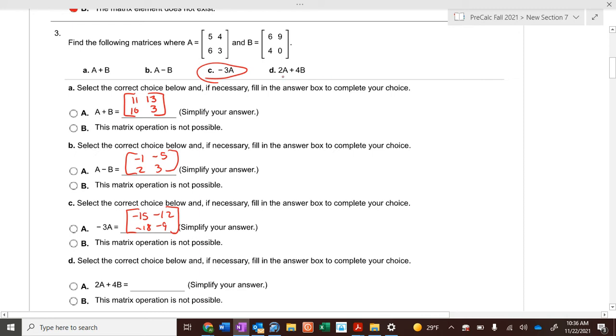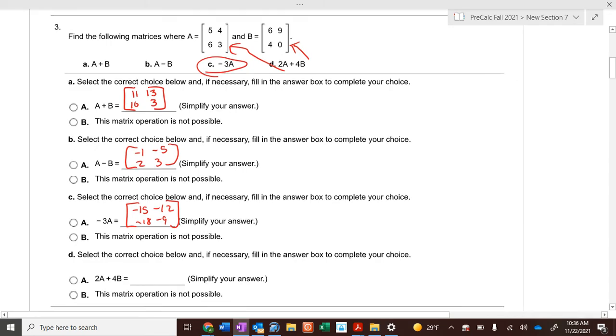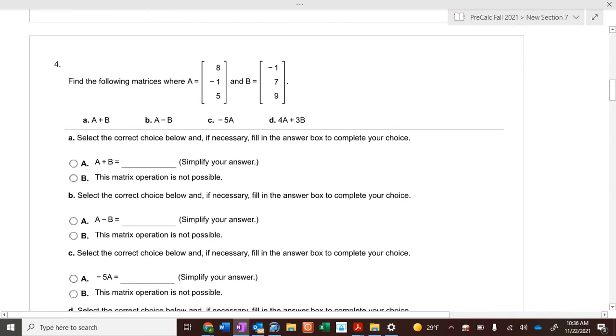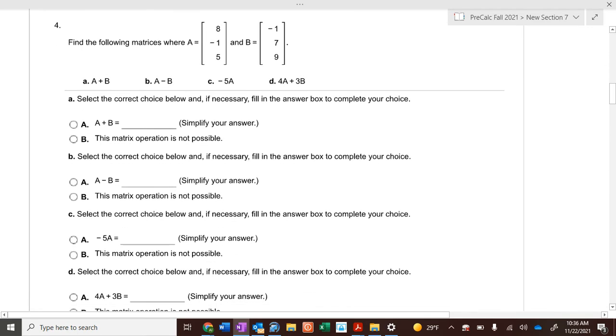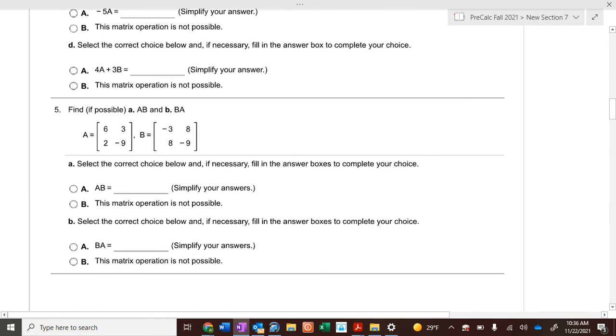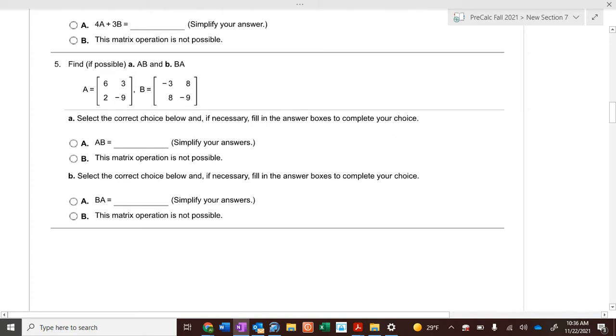Here in D, you take 2 times that one, 4 times that one, and whatever you get from those two, you add them together. Okay? Easy peasy lemon squeezy. Same with this one. So we shouldn't have to go through those too much. Where matrices get confusing is matrix multiplication.